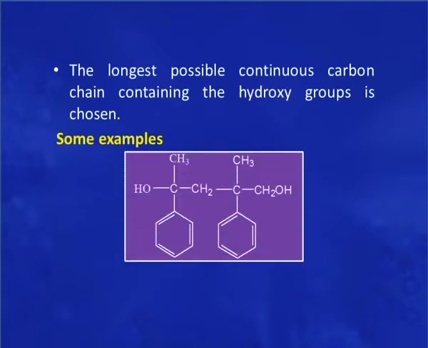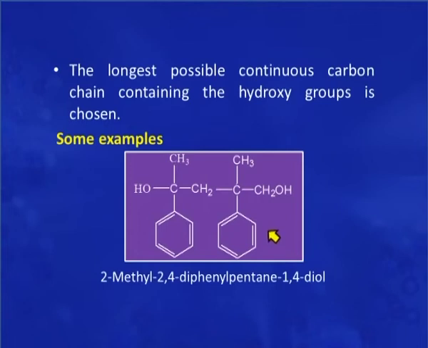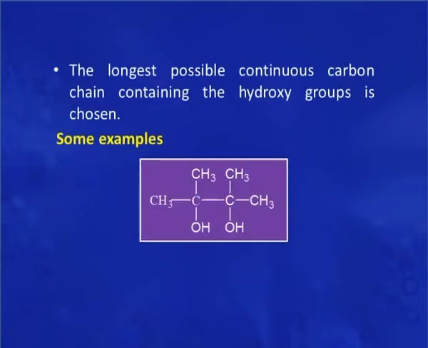In this example, you can see that the terminal carbon has a hydroxy group, whereas the fourth carbon again has a hydroxy group. Positions 2 and 4 have a phenyl substitution. That is why the name given to this molecule is 2-methyl 2,4 diphenyl pentane 1,4 diol. And in the next example, the name given is 2,3 dimethyl butane 2,3 diol. This molecule is also called pinacol.